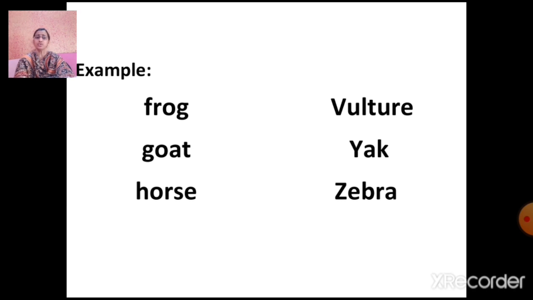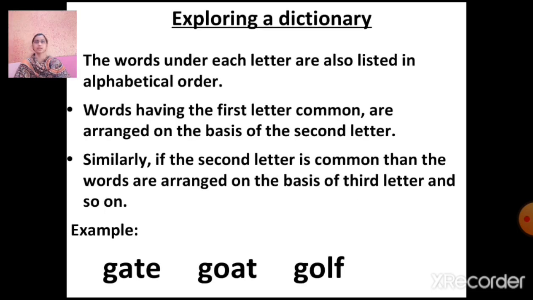So, in order to find a word in the dictionary, it is necessary to know the order of letters from A to Z. The words under each letter are also listed in alphabetical order. Words having the first letter common are arranged on the basis of the second letter. Similarly, if the second letter is common, then the words are arranged on the basis of the third letter and so on. Now, let us understand this with these three words, gate, goat and god.